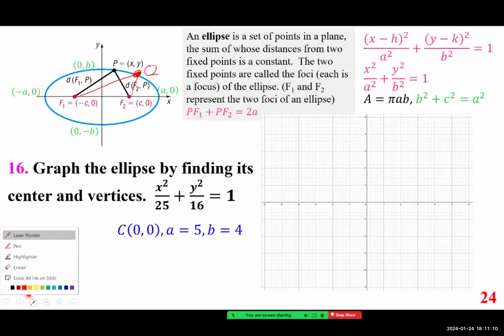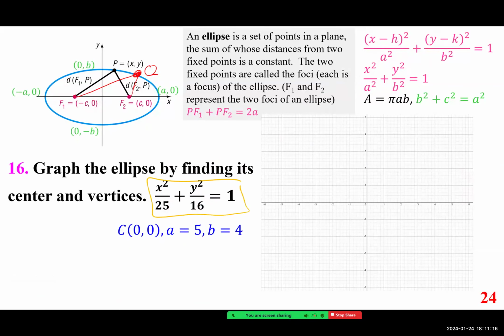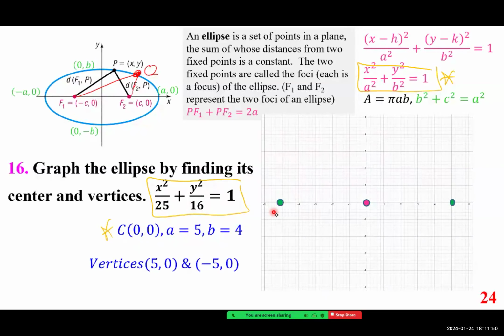So that should be easy. All you have to do is compare this with this one, and you get this result. So again, a squared is 25, we get a equals 5, b squared is 16, we get 4, and the center is 0, 0. So the vertices, because a is longer, are at 5, 0 and negative 5, 0. So here's the center, 0, 0. And here are the vertices at 5, 0 and negative 5, 0.